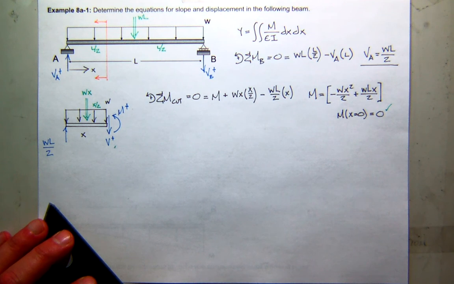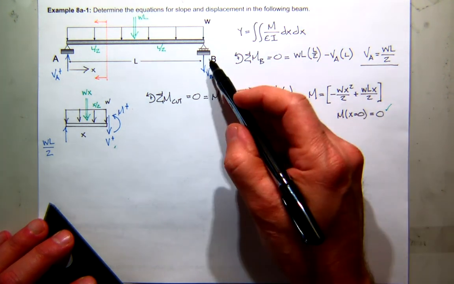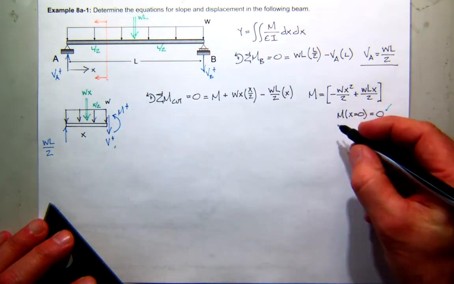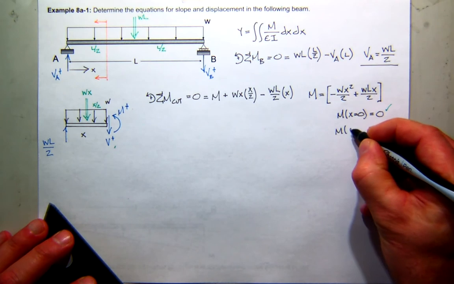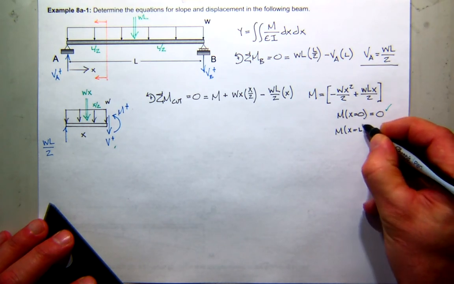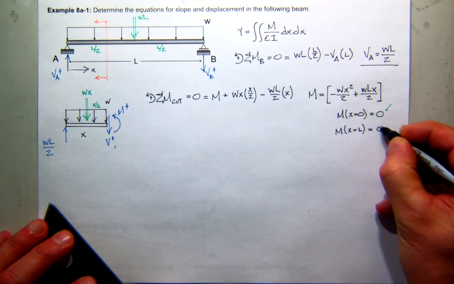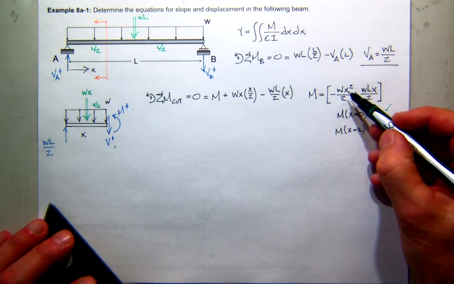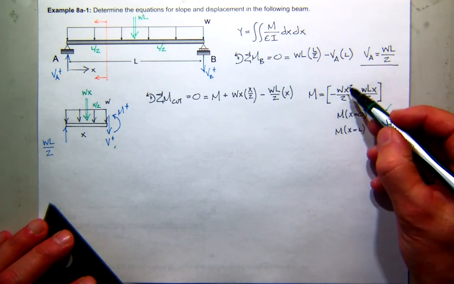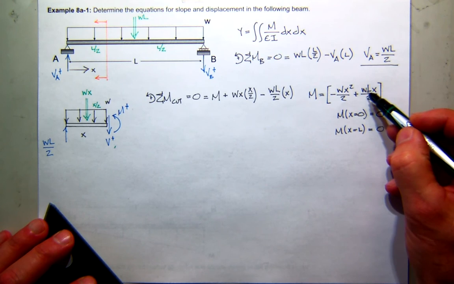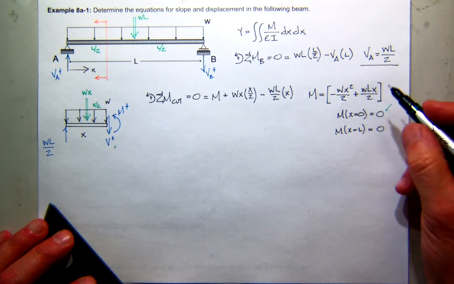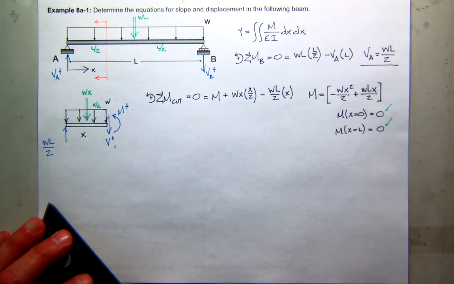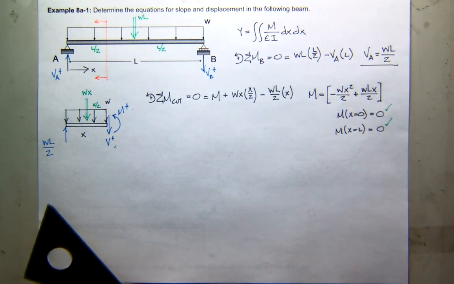What else do we know? What about at B? We do know that too. So we know the moment at x equals L should also be 0. Well, is that true? If I put L in here, I get negative WL squared over 2, plus WL squared over 2. Cancels. So that also is true. So at this point, you should be pretty confident you got the right moment.